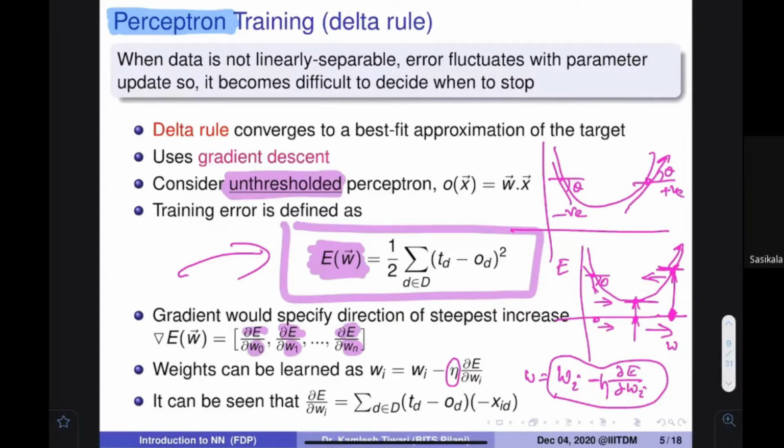So whether this part is making any sense? Okay, whether this part is making any sense? This part is making any sense?